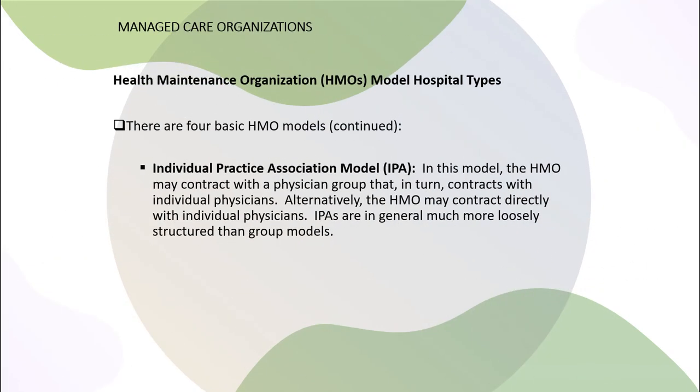Individual Practice Association Model, IPA. In this model, the HMO may contract with a physician group that in turn contracts with individual physicians. Alternatively, the HMO may contract directly with the individual physicians. IPAs are in general much more loosely structured than other group models.